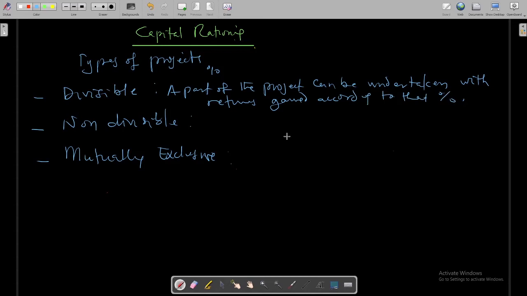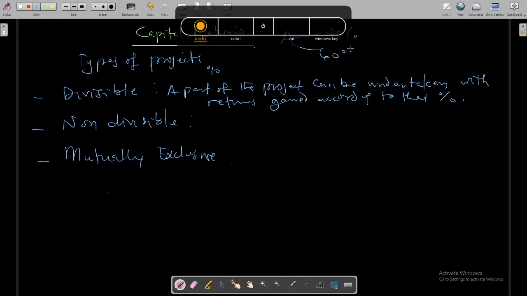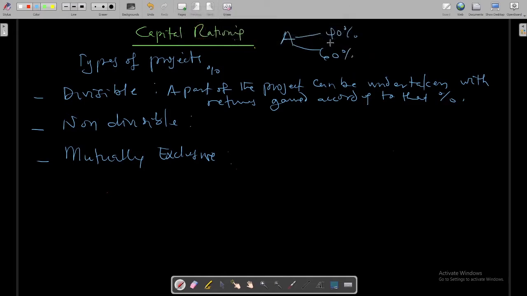percentage. So let's take, for instance, there is a project, say project A, and if the project A is divisible, it means that we can undertake, say, 40% of the project, with the rest 60% not undertaken, and we are going to earn gains according to the 40% that we undertook.